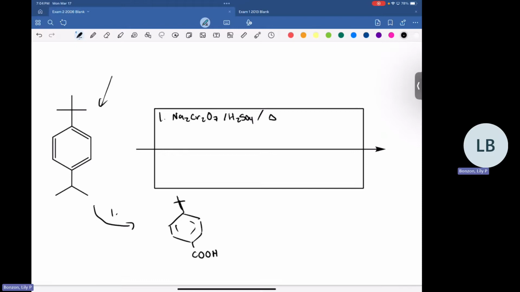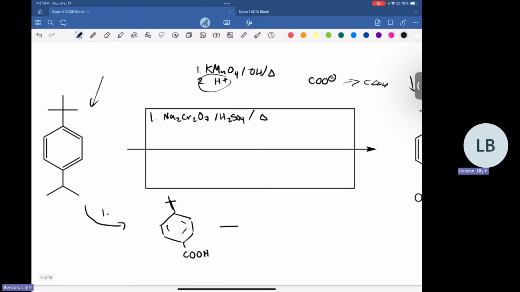You could also do this with KMnO4, OH minus, and heat, but then you'd have to do a second protonation step. This one would form the deprotonated carboxylic acid, so you'd have that H plus step to turn that back. So I'm just going to use the Na2Cr2O7 because it's just 1 step instead of 2.